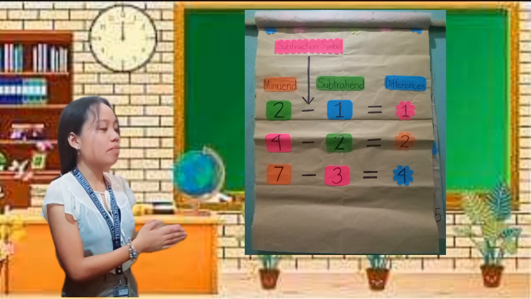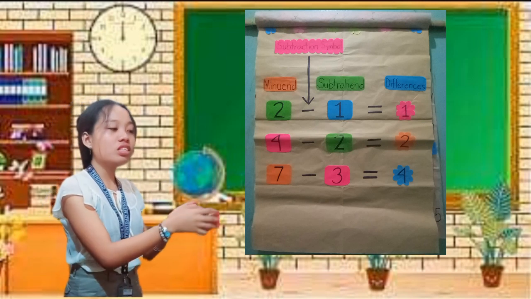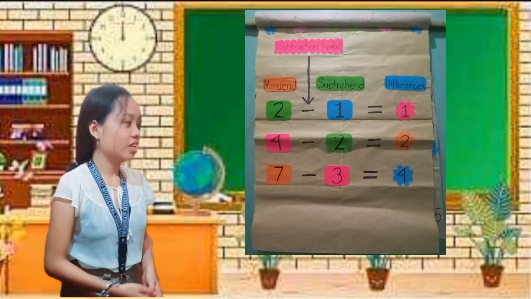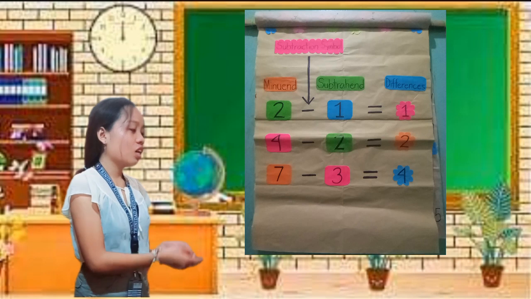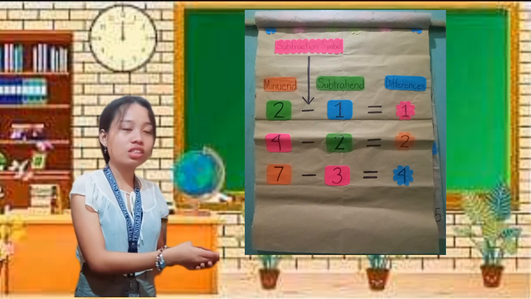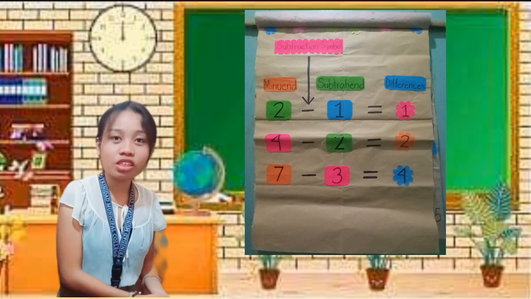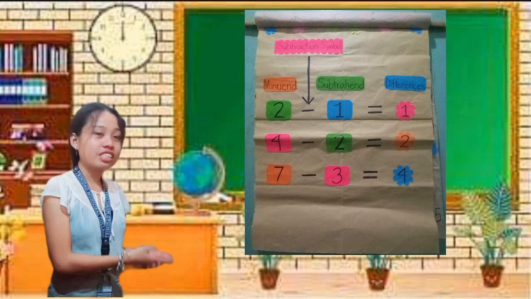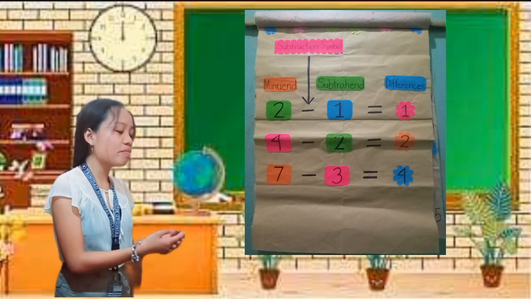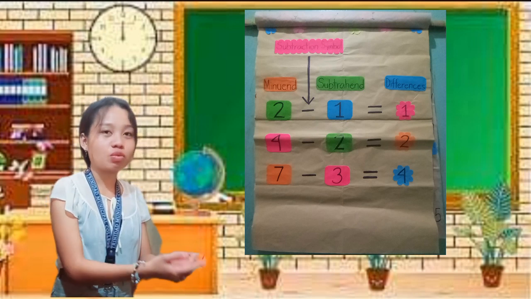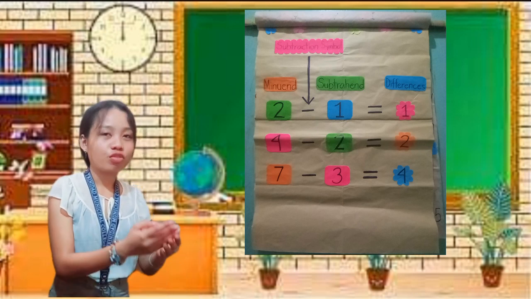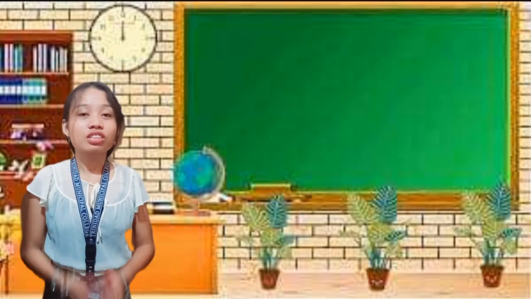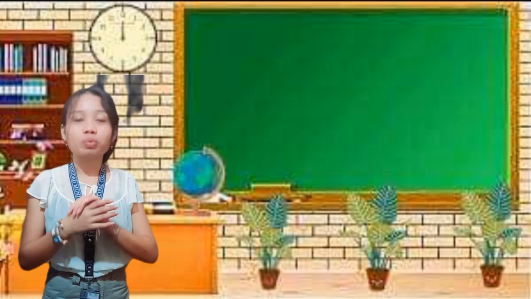So, first example, 2 minus 1 is equal to 1. Second, 4 minus 2 is equal to 2. Then the third is 7 minus 3 is equal to 4. Very good, students. So now I'll show you a word problem.